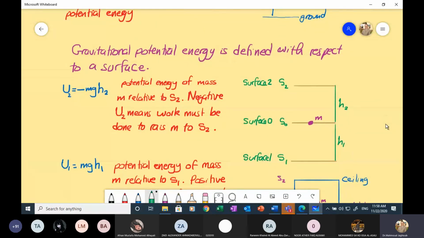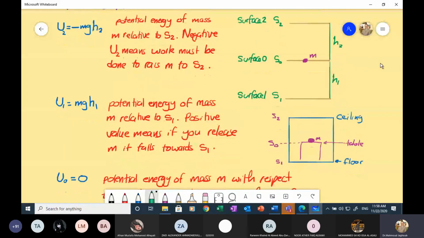Let's take this simple example. Let's suppose this is the room where you are in. هاي الغرفة اللي أنت فيها. We have 3 levels and you have a room here, a table here. You have the level of the floor, مستوى الأرض في الغرفة. You have the level of the table here and you have the level of the ceiling. I call them S1, S0 and S2. S1 is the floor, S0 is the surface of the table, and S2 is the ceiling.